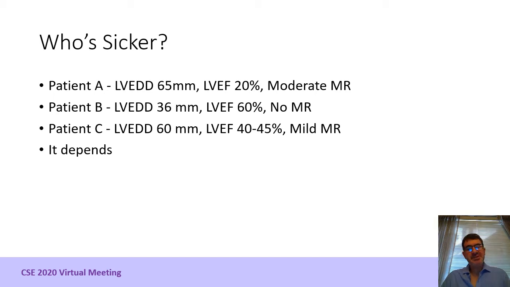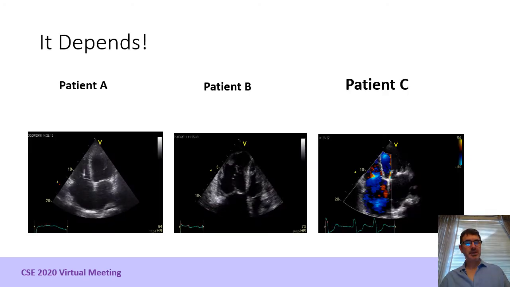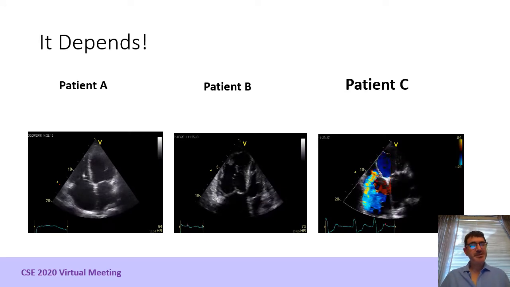Take, for example, these three patients. Who's sicker? We have patient A, who has a significantly dilated left ventricle, 65 millimeters, severe LV systolic dysfunction with ejection fraction of 20%, moderate MR. Patient B has a small LV with a normal ejection fraction and no MR. Patient C has a mildly dilated left ventricle, mild to moderately reduced left ventricular ejection fraction, mild MR. And for those who know me, the answer to all questions like this is, it depends. Well, here we see the answer as always, it depends.